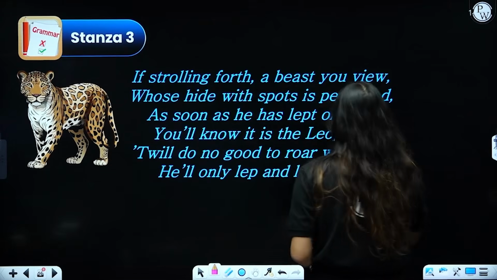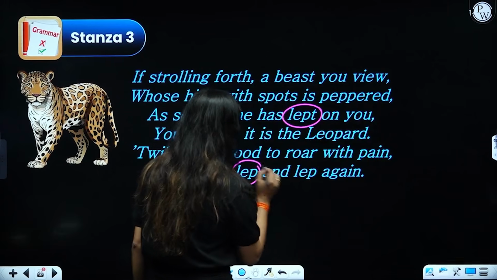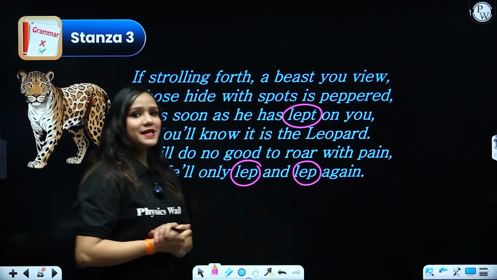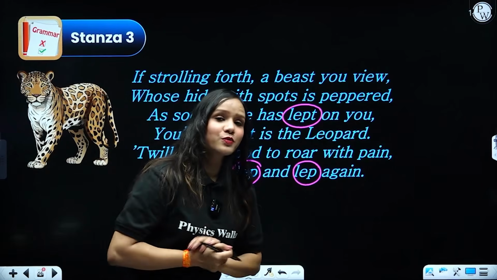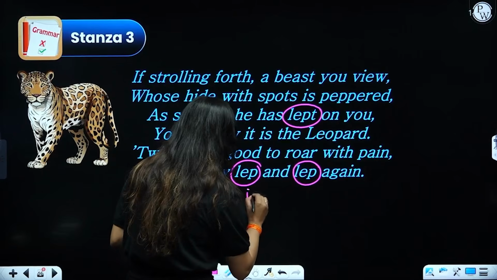Now notice again one thing, the spelling of the word: lep, and here lep and lep. So now you can easily guess which term I'm going to talk about. I'm again going to talk about poetic license.